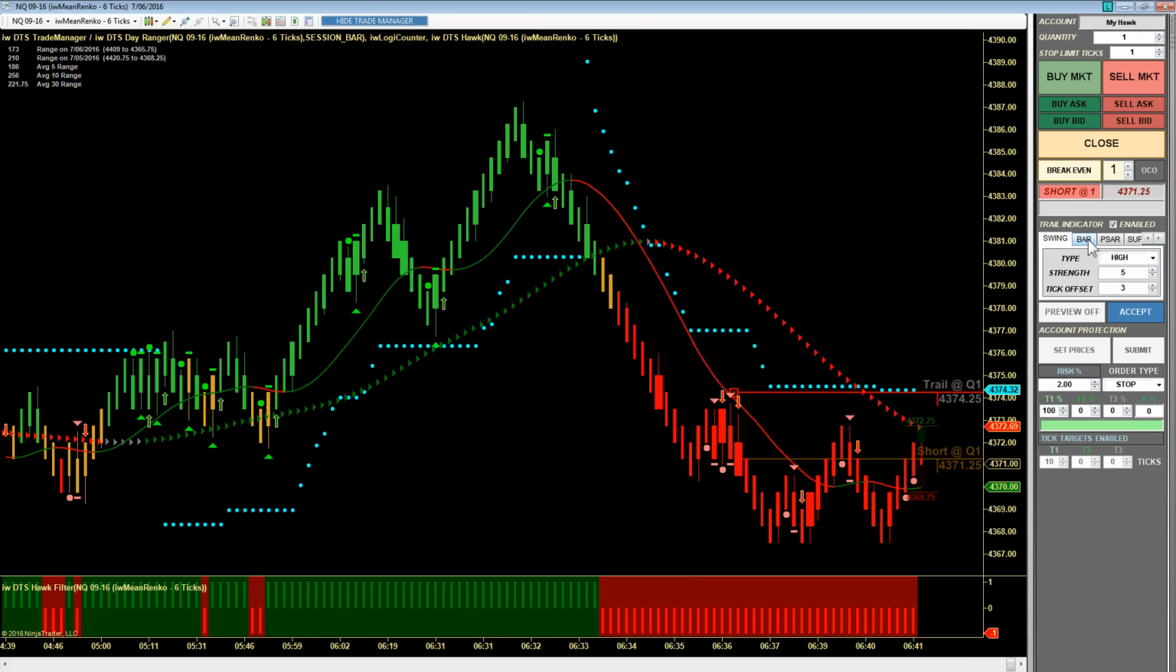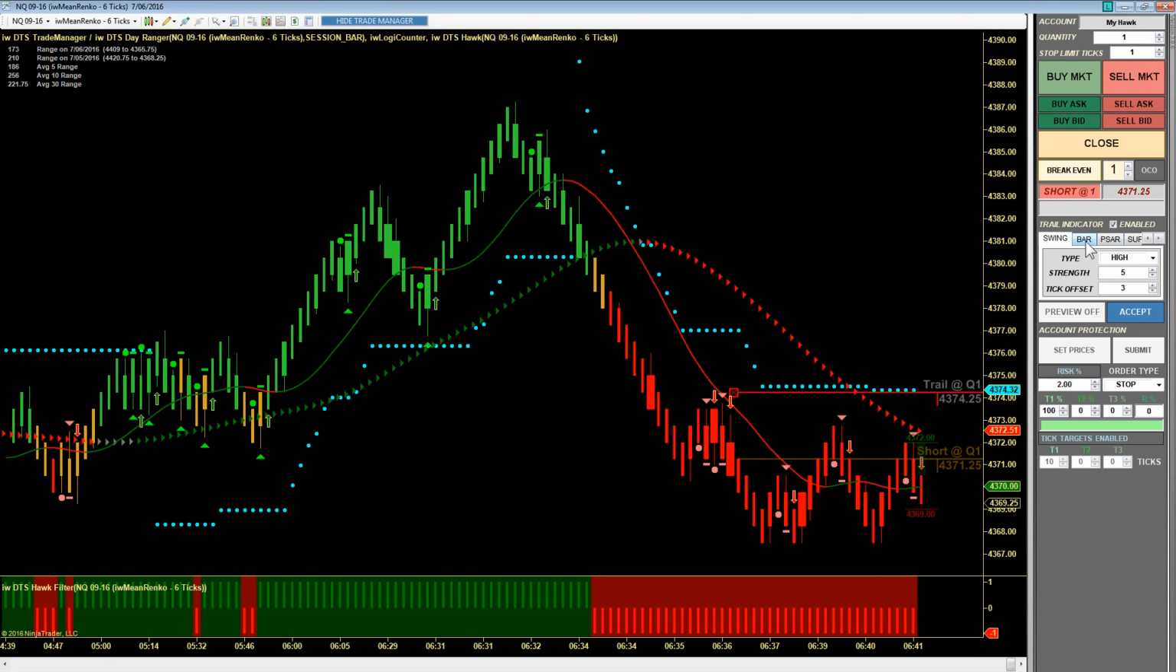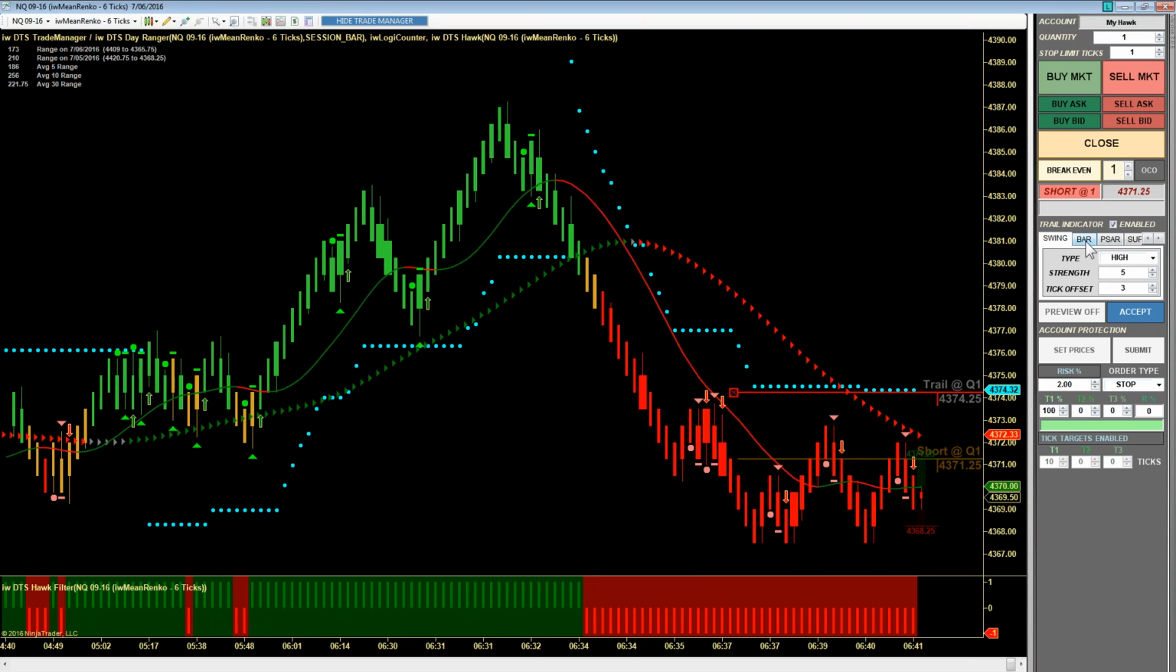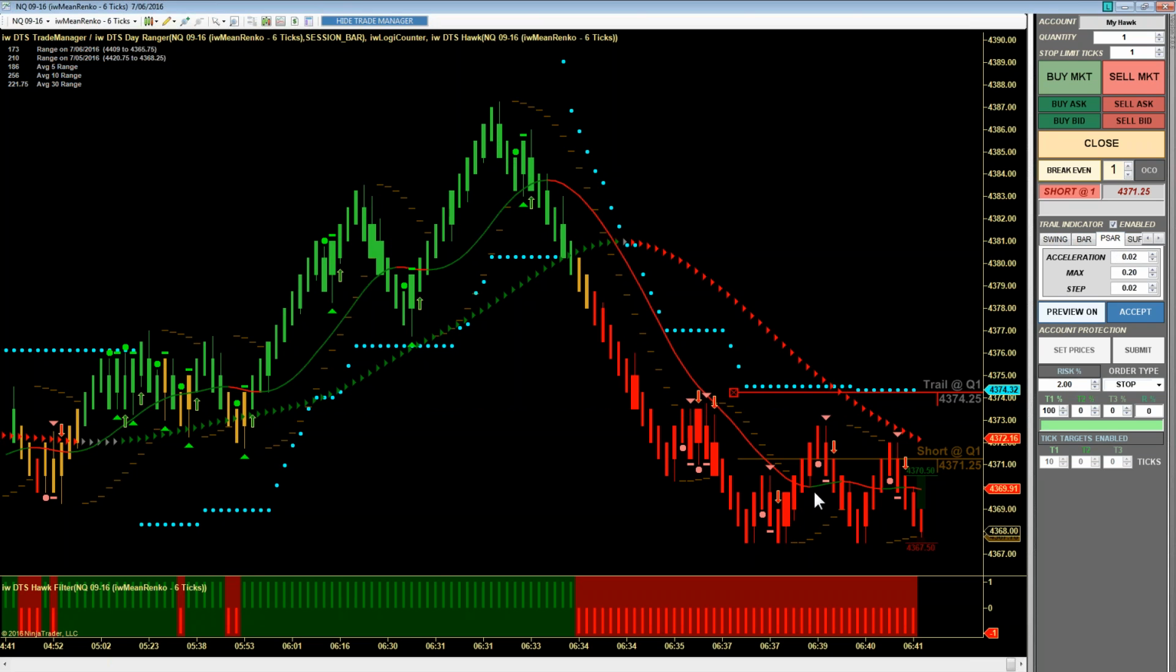The two most aggressive stop strategies are right here in the middle. They're the parabolic strategy and the bar high-low. The bar high-low will take you out at the very first sign of weakness, and then the parabolics, let me show you what the parabolics might look like. I don't know if you can see, I've got the preview button on. Can you see those orange hash marks? So you can preview your stop strategy.